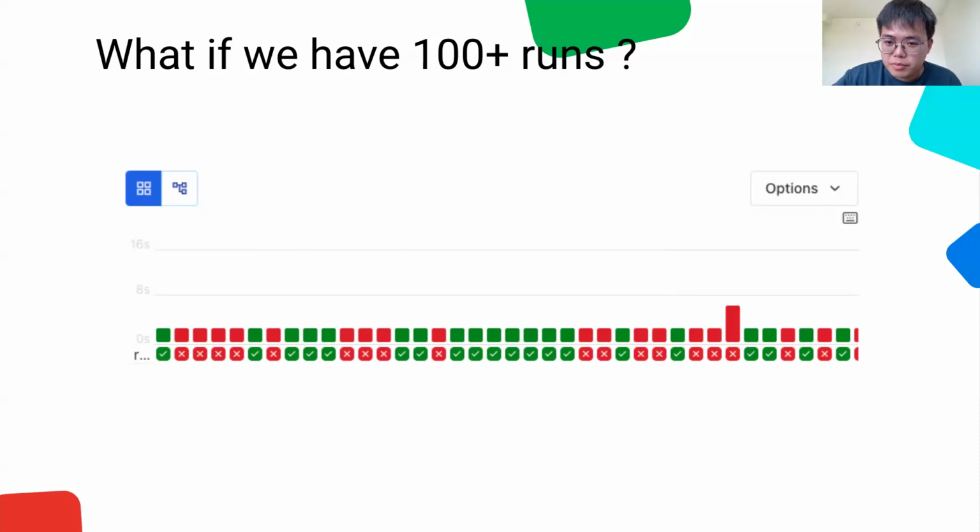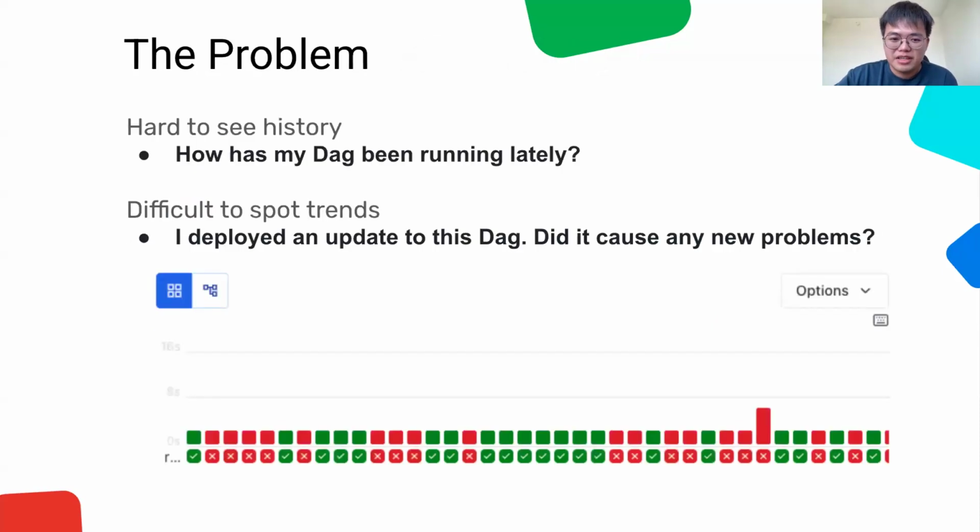To solve this problem, let's look at the next slide. The user might think, how has my DAG been running recently, in the past few months or even past few years? And I'm also curious, I made a version change, did it cause any new problems? I think these are the important questions that would be asked by the user.